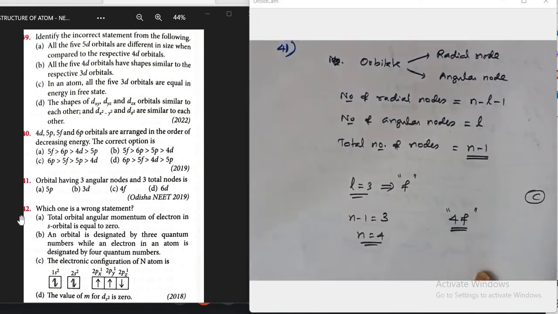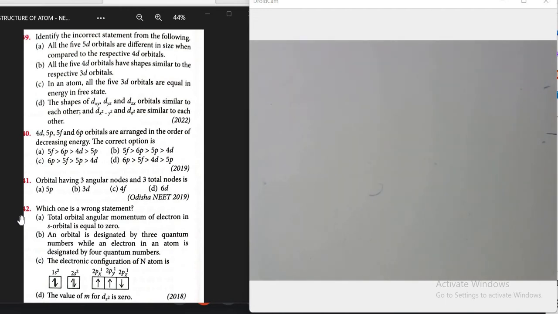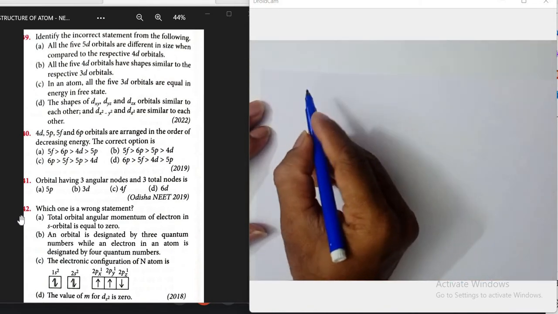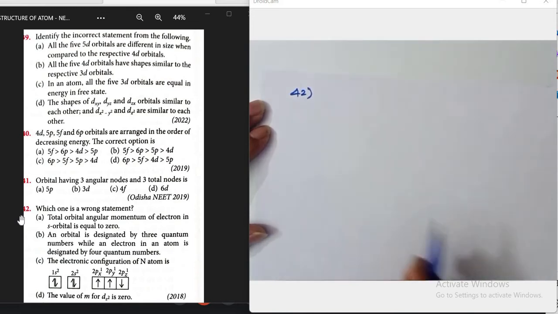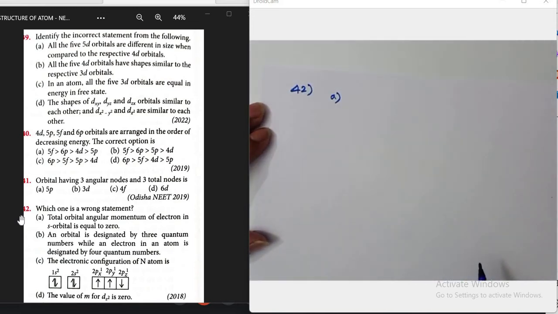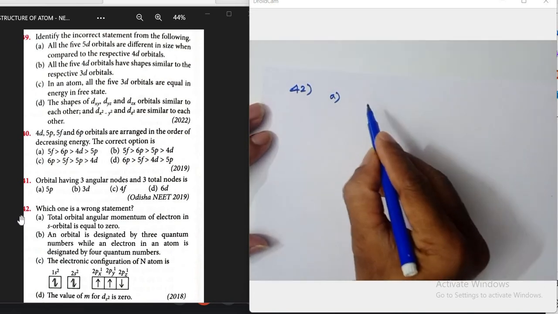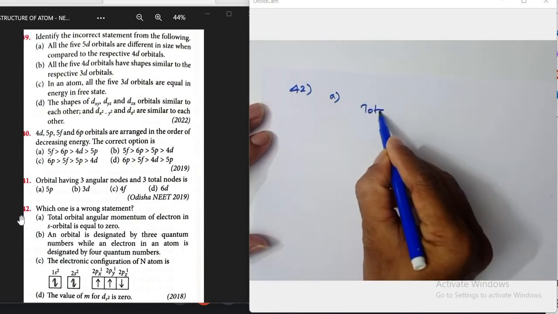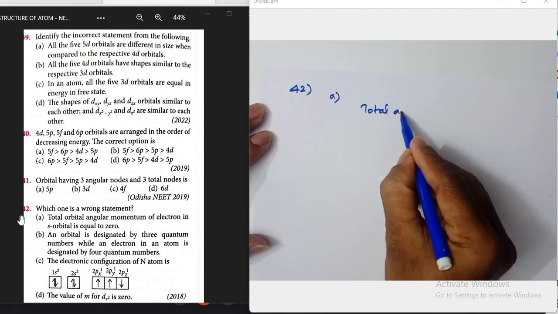Question number 42. Just go through the question. Which one is the wrong statement? They are asking for the wrong statement. Option A: total orbital angular momentum of electron in s orbital is equal to 0. Students, observe carefully. Total angular momentum.